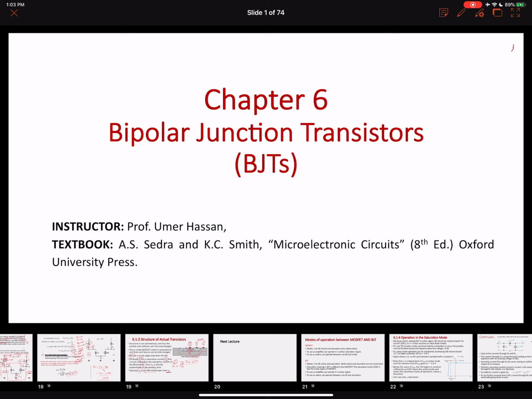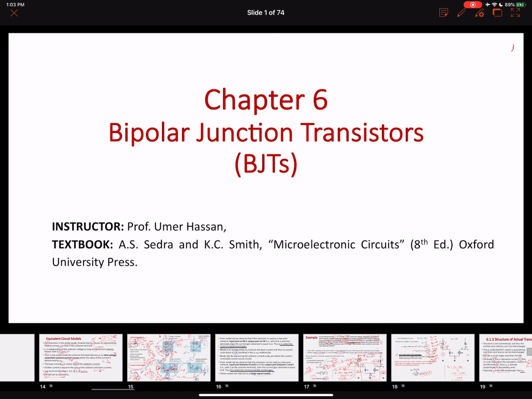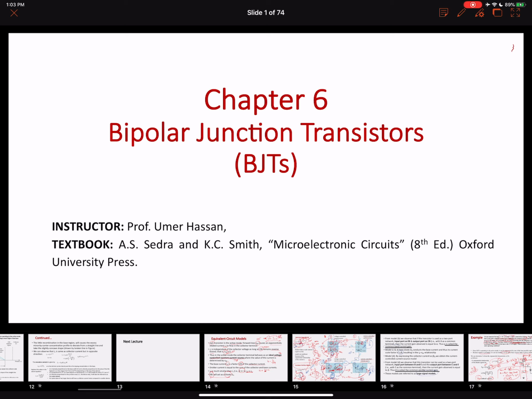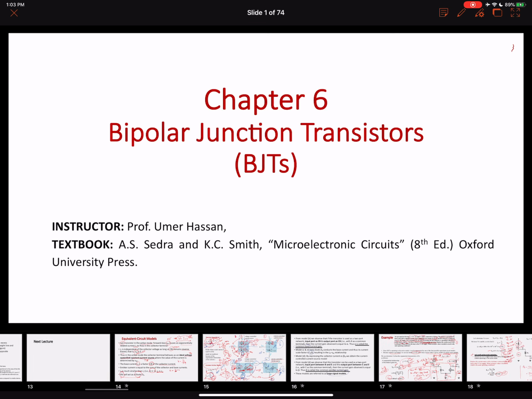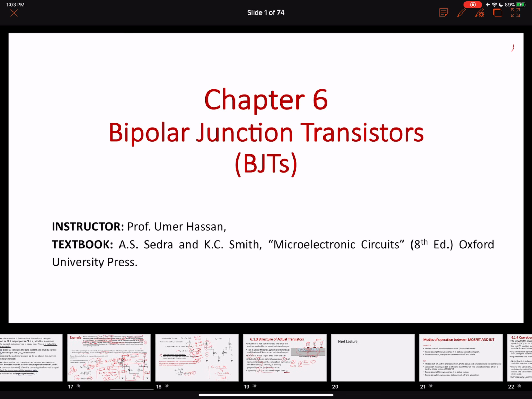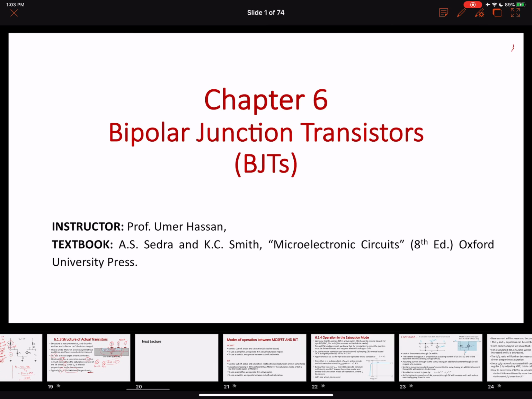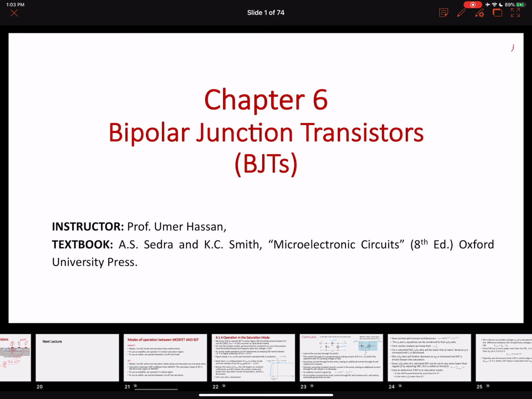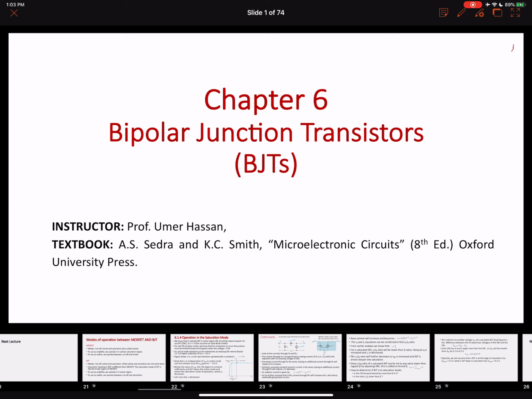We are covering chapter number 6. In the last lecture we talked about the large signal equivalent circuit models of a bipolar junction transistor when it was being operated in the active region. We also looked at the actual physical structure of a transistor. Today we are going to delve deeper into the saturation region operation of the bipolar junction transistor.